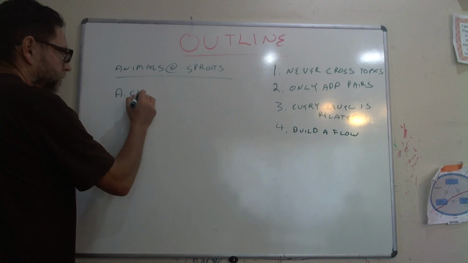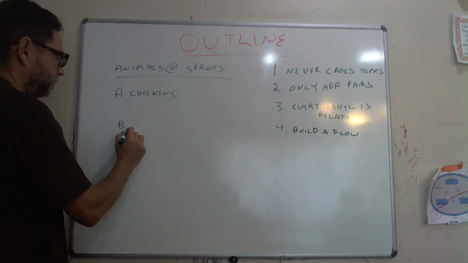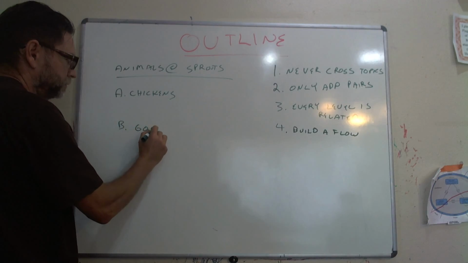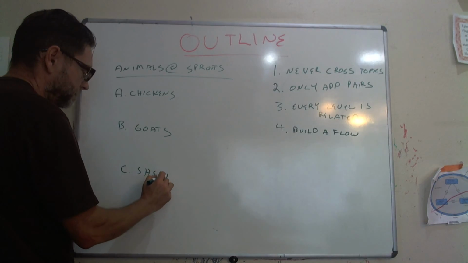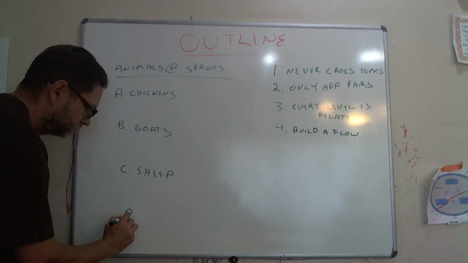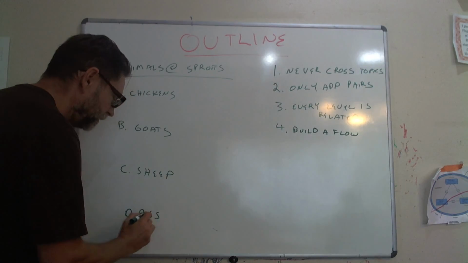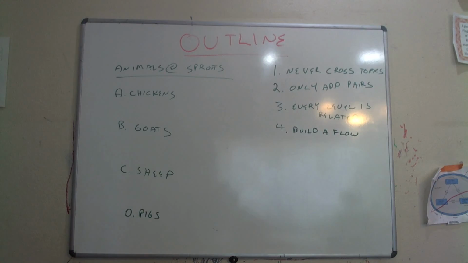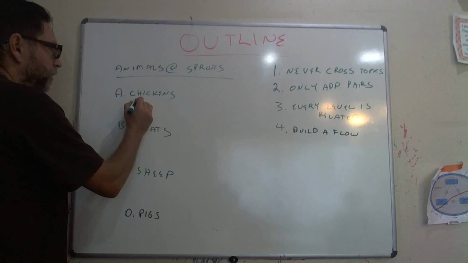Chickens? What else do we have? Goats? What else do we have? Sheep? Pigs. Pigs. What do we want to say about our animals? Well, how about breeds?